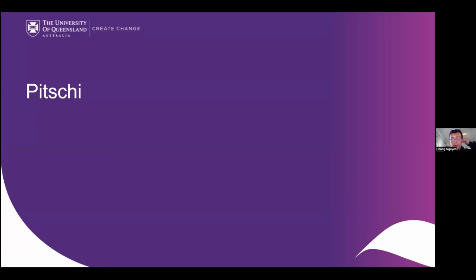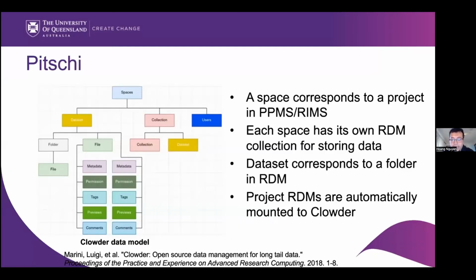Okay, so with Pitschi, as Rubbiya said, we built Pitschi on top of a data management system called Clouder, and the diagram on the left shows the data model in Clouder. At the top of the hierarchy, there are spaces. In a space, you can specify the user permissions, basically who can do what under that space. Under a space, you have collections, which are virtual groups of datasets and collections as well. And under a dataset, you have real files and folders, and you can have an arbitrary hierarchy of files and folders.